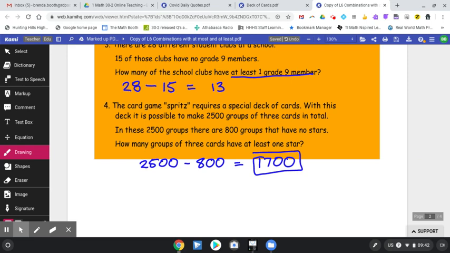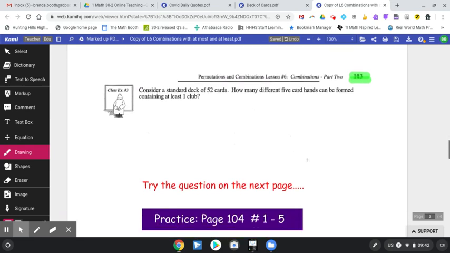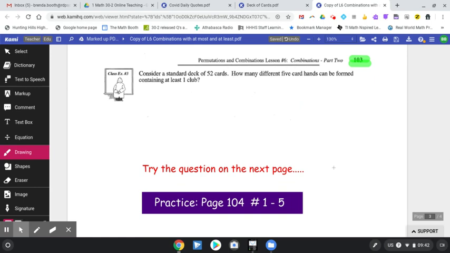All right, so a little common sense there, and now let's get back into it. So on page 103, consider a standard deck of 52 cards. So back on the cards again.